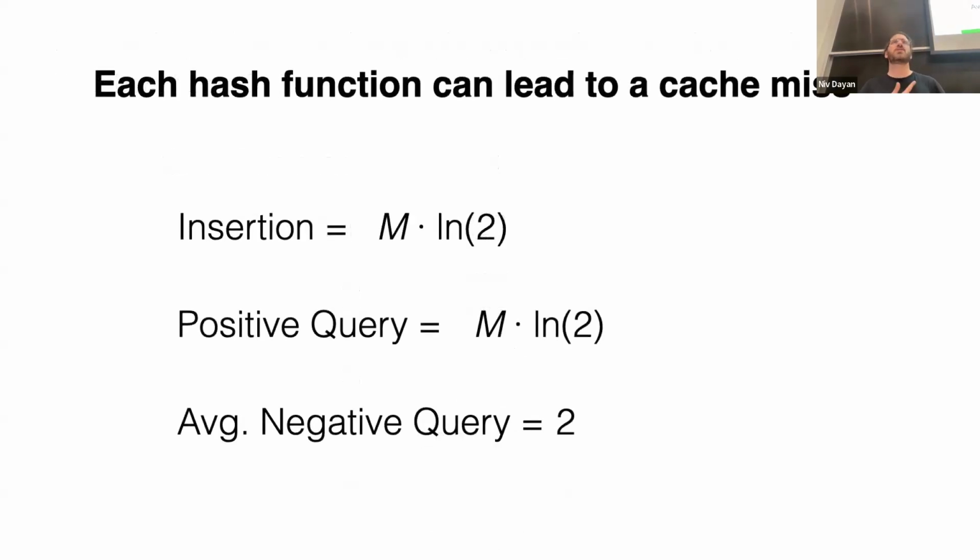So returning to this, what's the issue? Assume that the whole Bloom filter is in memory. Sorry? Ah. Okay, sorry. This should be m divided by n. Thank you. Sorry. I'll fix that.